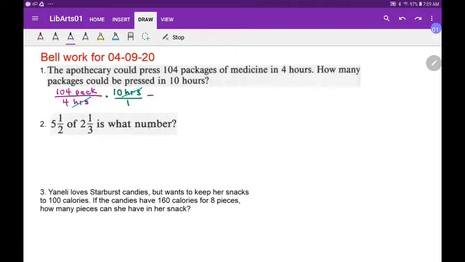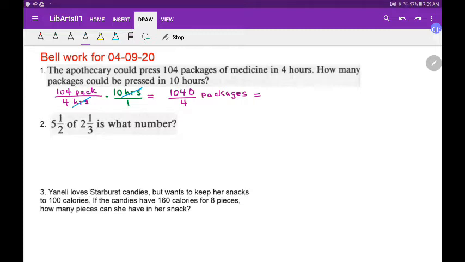Okay, so, well, let's see. This is going to be 104 times 10 divided by 4. I could have canceled there. Probably should have canceled. Packages. Should I write out packages? And then it's time for our calculator to get involved here. Yes, I could have canceled 4 and 10. If I was really smart, that's what I'd have done. But you know how it goes.